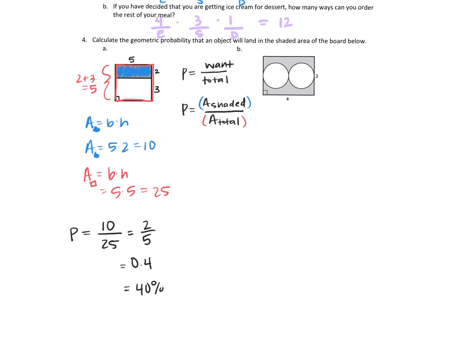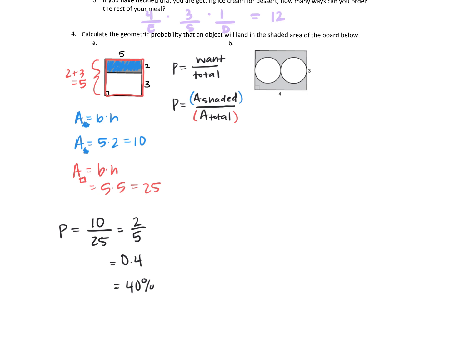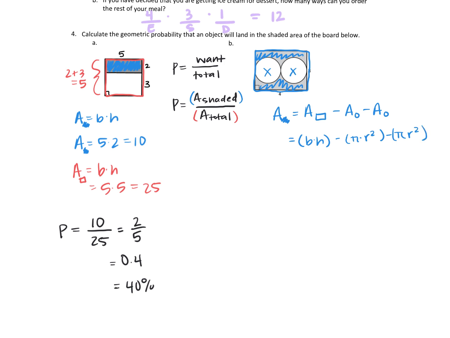In the second example, calculating the shaded area is going to be a little bit more complicated because the shaded area isn't a shape that I recognize. The shaded area is this rectangle with these circles cut out from the middle. So to find the shaded area, I'm going to need to take the area of the rectangle minus the area of each circle. Now the area of my rectangle is going to be base times height, and the area of these circles is going to be pi times radius squared. And I have to make sure that I take out both of them.